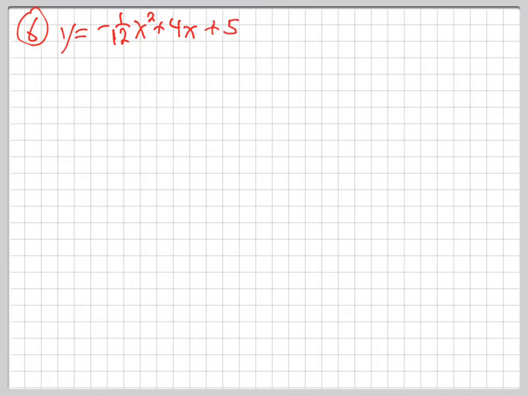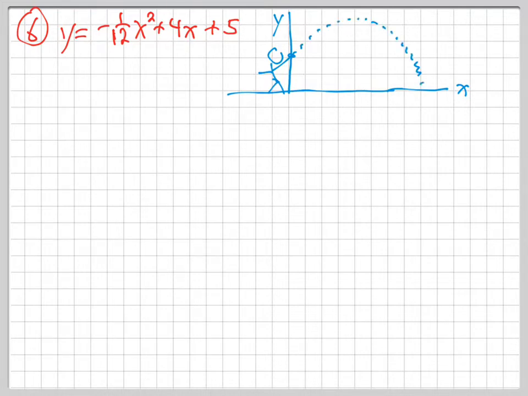Okay, so basically let me draw a little graph of this thing. We have a graph here, x-axis, y-axis. This is the y-axis, this is the x-axis. The child is standing here and throws the ball, and then it eventually hits the ground, right? So that's the idea. The child throws the ball.